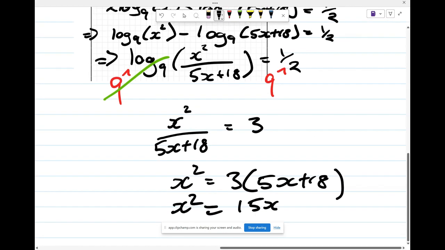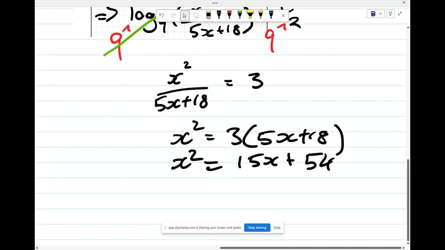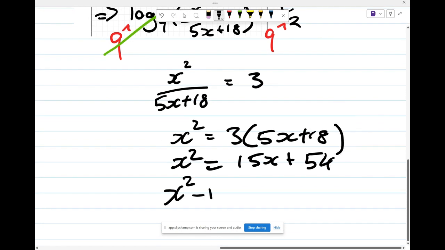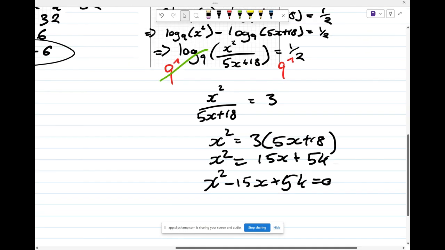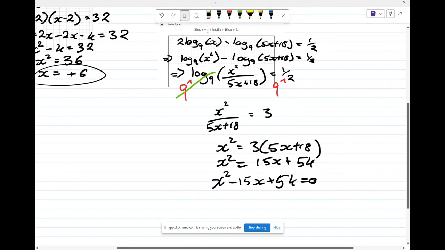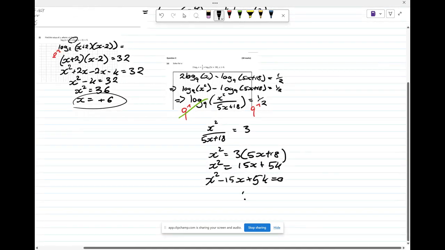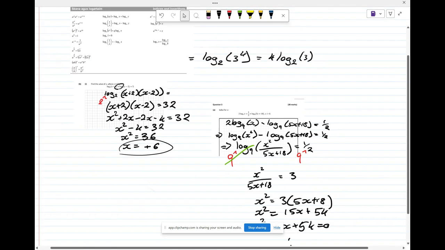So 15x, and 18 times 3 is 54. And then we're going to get a quadratic equation in x: x squared minus 15x minus 54 equal to 0. And we're going to factorize and solve, which you're perfectly capable of doing, and I'll leave you to do it. Okay, so that is a few more steps, but that's the idea.